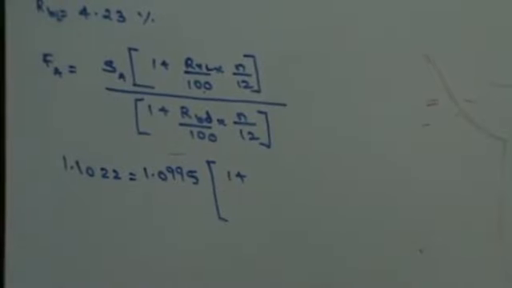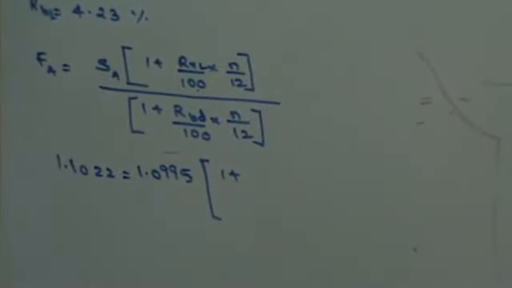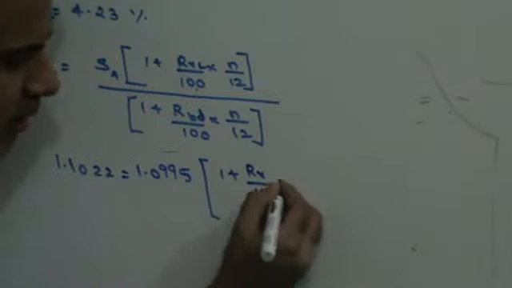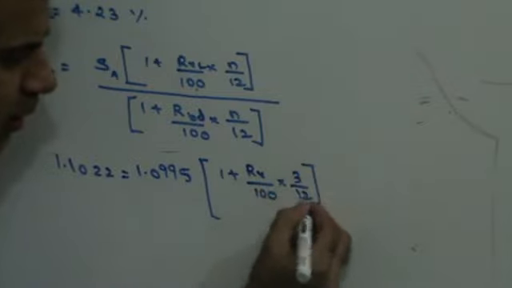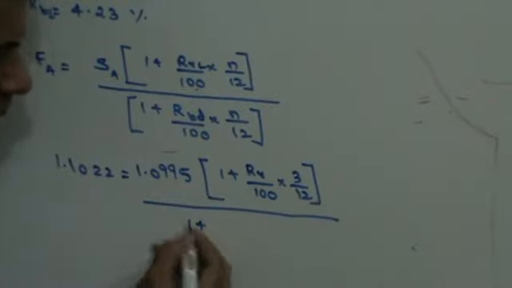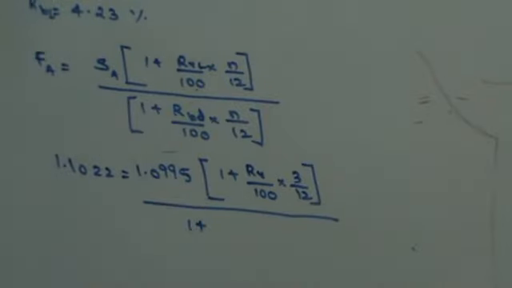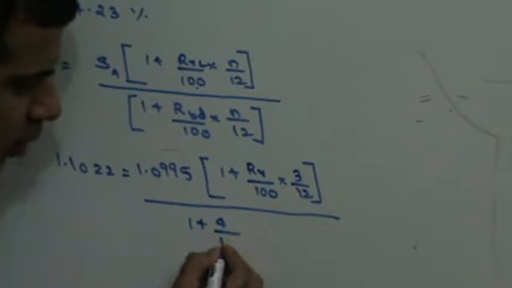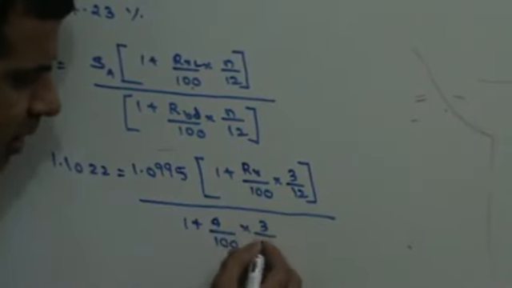1 plus lending rate in variable currency. Variable currency is Canadian dollars. Here you do not have the lending rate. So RV upon 100, this is 3 months forward, upon 1 plus rate of interest, deposit rate in base currency. Base currency is US dollars. Deposit rate in base currency is 4 upon 100 into 3 by 12.